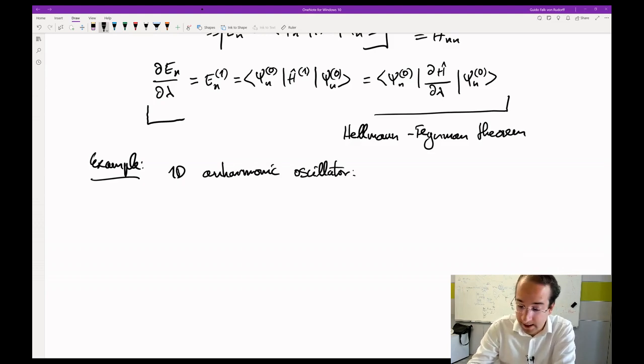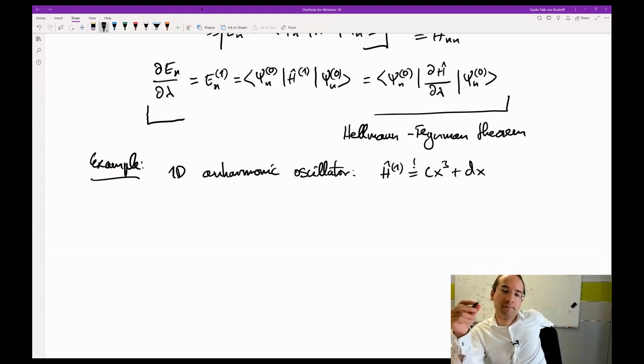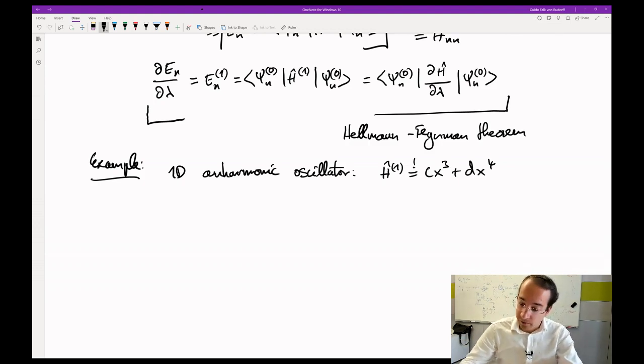And we said that our perturbing Hamiltonian H1 shall be defined as some cubic term and some quartic term. You might have thought, why add both of them at the same time? We'll just start with cubic. We will come to that in a second, why that's relevant.